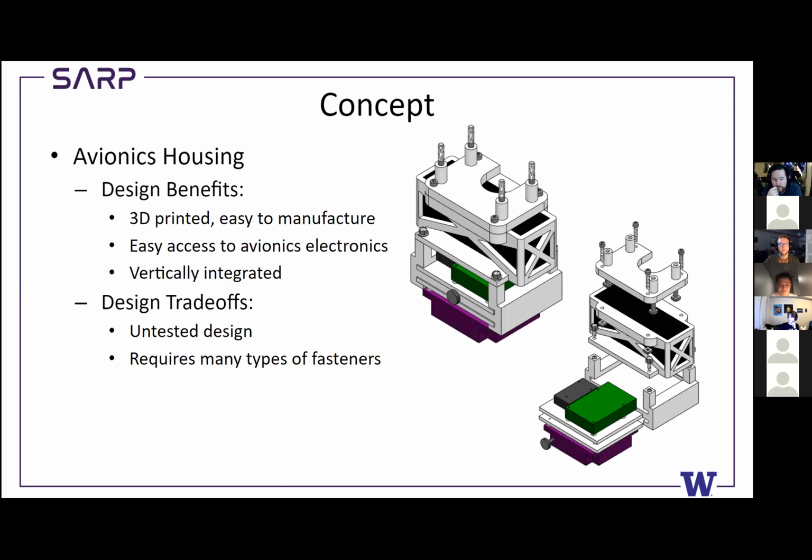Next. The avionics housing. So this is what holds all of the wonderful avionics electronics and design benefits here. It's also 3D printed, so it shouldn't take too long to make. It's not super expensive to make either, and we already have filament coming in. It provides easy access to the avionics electronics, which is something they've never had before, so that's kind of exciting. They just undo a little thumb screw and pull out whatever they need.